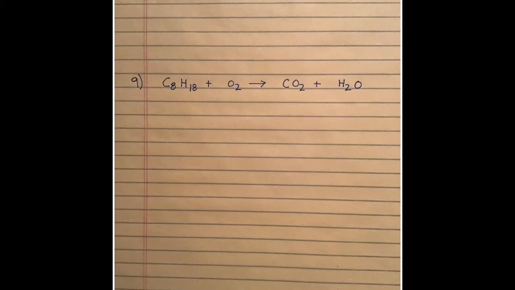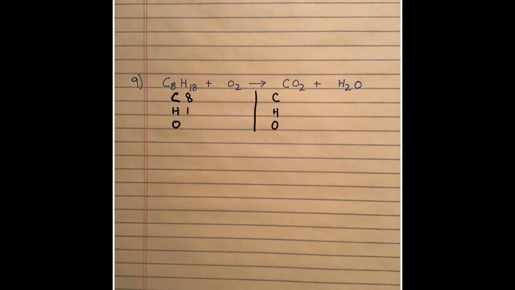I've had a couple of questions about question number 9 in the balancing. So if we look at this, it's a combustion reaction. C8H18 plus O2 yields CO2 plus H2O. So we start off by writing down what we have: the carbon, the hydrogen, the oxygen, and then the amounts.